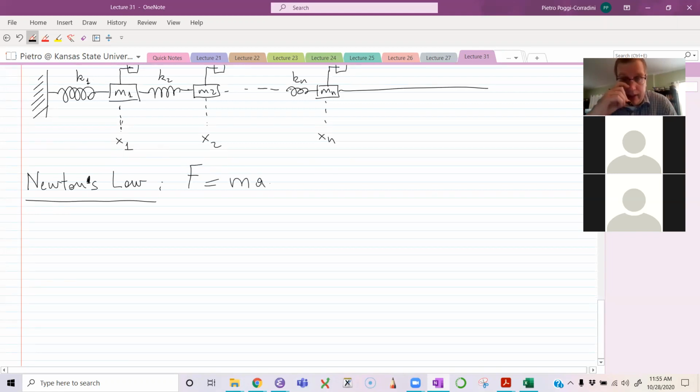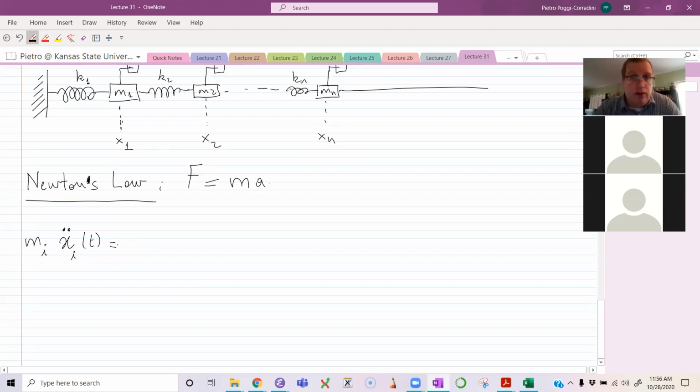F equals ma, right? So what is the acceleration here? Well, the acceleration is the second derivative. I'm going to use physics notation and use little dots. This is the acceleration of the ith mass, and it has mass m_i.